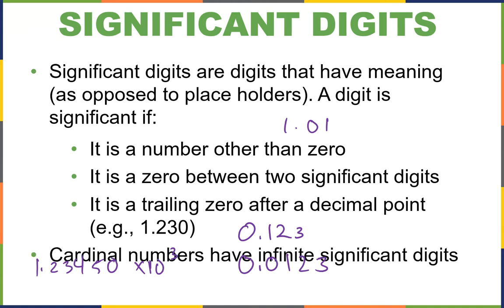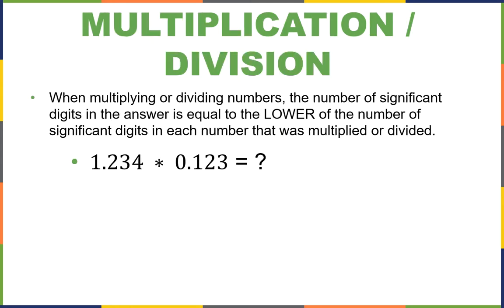Oh, look, cardinal numbers. Cardinal numbers are like how many steps are in the stairway. There's not 1.3 steps in the stairway. It's always an integer. So those are cardinal numbers, and those have infinite significant digits. So every now and then you'll run into cardinal numbers, and they have infinite significant digits. So now the rules for multiplication with significant digits.